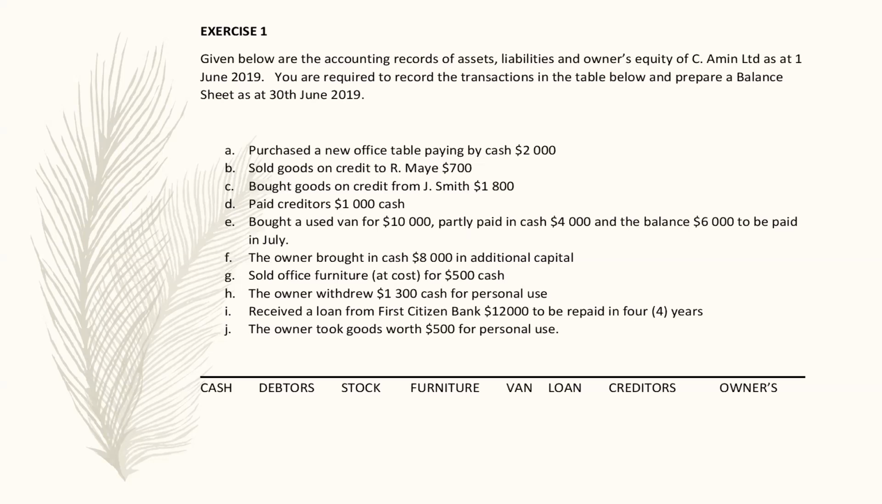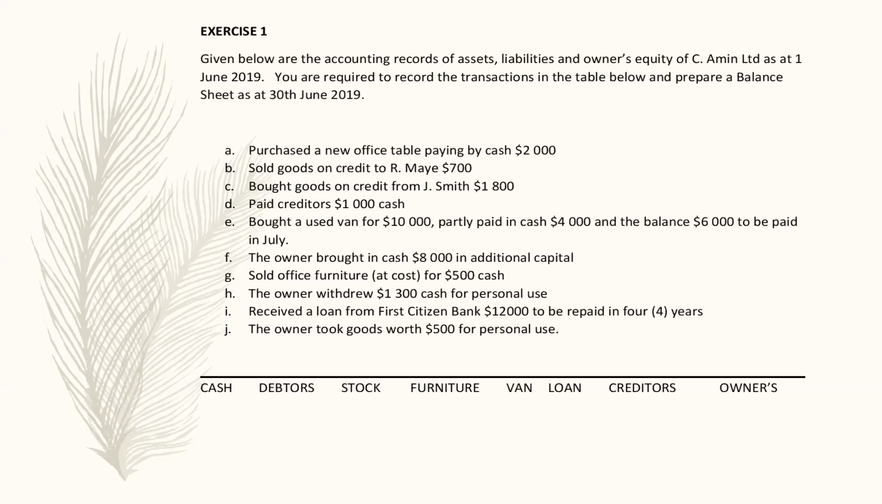We have reached I. Receive a loan from First Citizens Bank. Of course, once you receive a loan from First Citizens Bank, you receive cash. Under the cash column, you put $12,000. And because it is a loan, you go to your loan column and put a plus $12,000 as well, because you have to pay back that loan. Not a minus, but a plus $12,000, because it hasn't been paid.